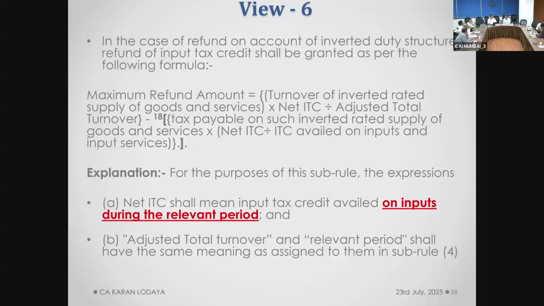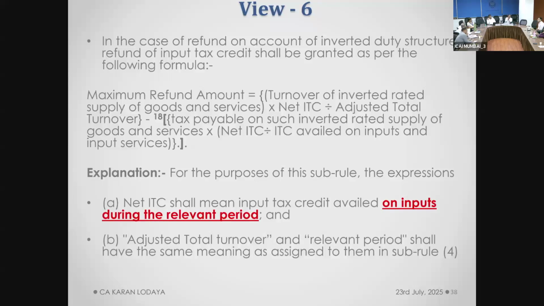Sir, the only challenge would be this. It will be helpful when the rates are reduced in August and increased here. Sir, the only challenge would be that net ITC shall mean input tax credit availed on inputs during the relevant period. So now, once we come to the practical challenge, of course legally it is entitled. Now I have to file a refund claim.